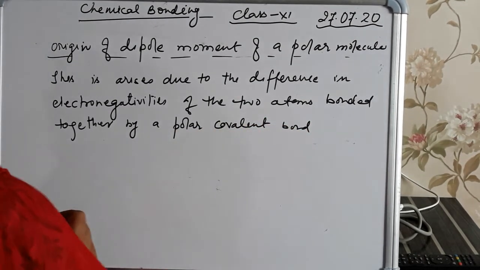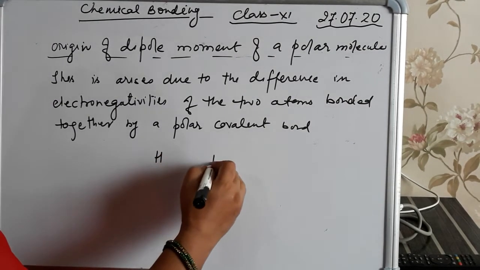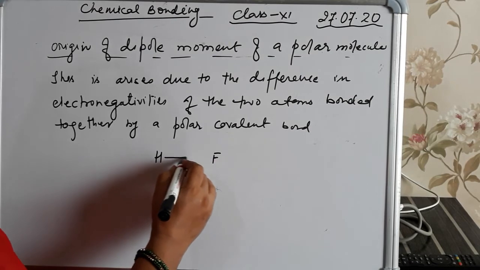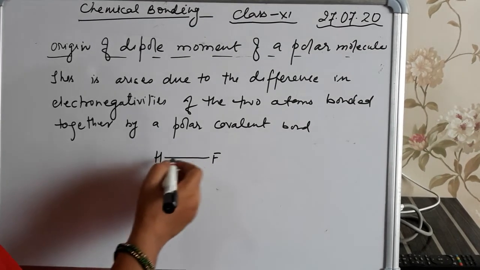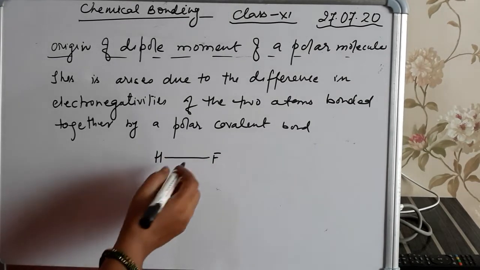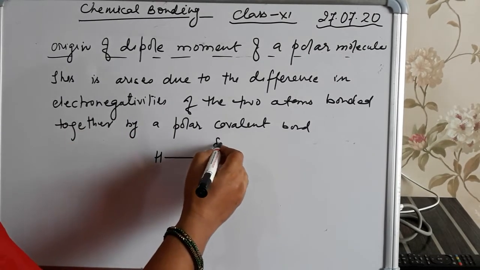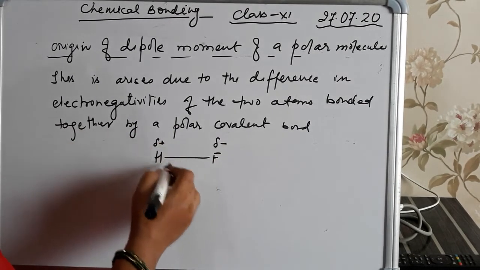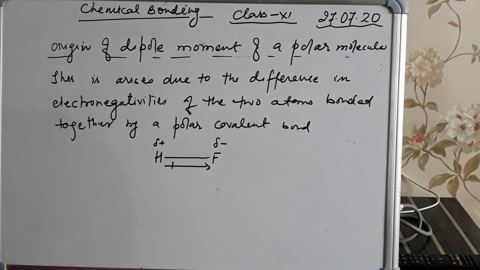Simply like this, suppose we have H and we have F, so there is electronegative difference between them. Fluorine is more electronegative than hydrogen, so in that condition origination of dipole moment takes place. So by this we can easily explain the dipole moment.